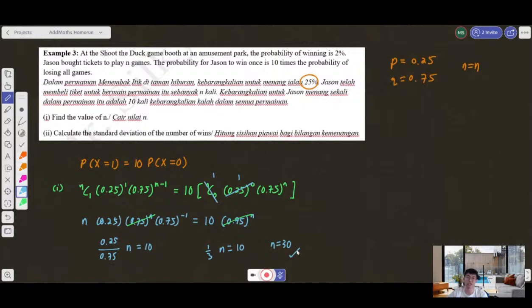This is the type of question that we're going to ask you. They will ask you to find the n instead of asking you to find the probability, probability, and probability again.